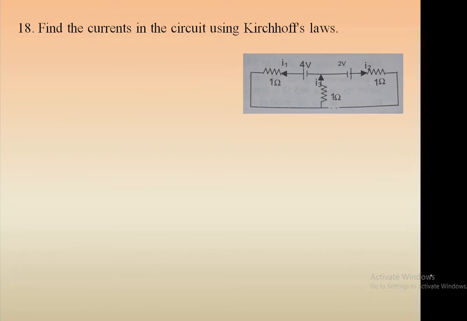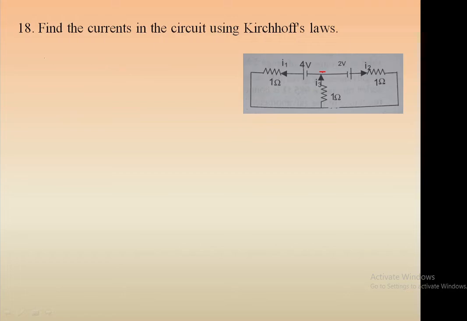Next, find the currents in the circuit using Kirchhoff's laws. Again we have a circuit. It consists of two loops. So again we are going to apply Kirchhoff's first law and second law. Let us apply Kirchhoff's first law at this point. At this point, we can see that I1 and I2 are going outwards and I3 is the incoming current.